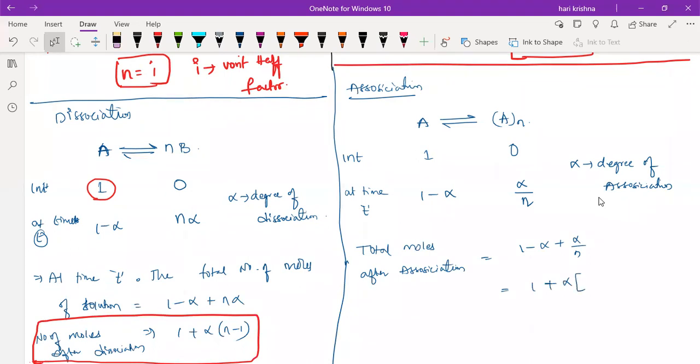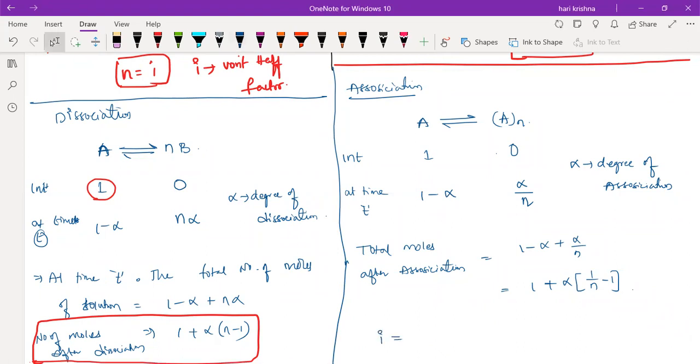what will you get here? Can you hear me now? Hello, can you hear me or not? Yes, sir. Okay, so total number of moles after association is how much?